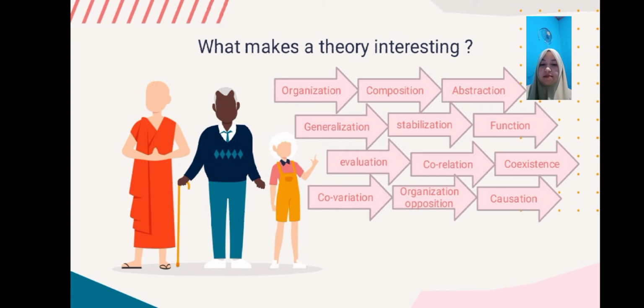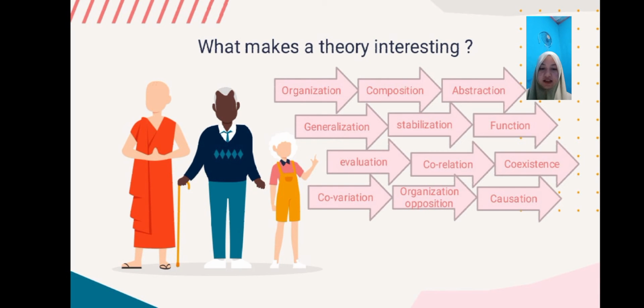The next is what makes a theory interesting. I think it is how to make the reader excited with what we made in our theory. The first is organization. Good organization will make our research clear and make the reader excited with what we do in our theory. The next is composition. We need to know and not forget to make every composition that is important in the theory.